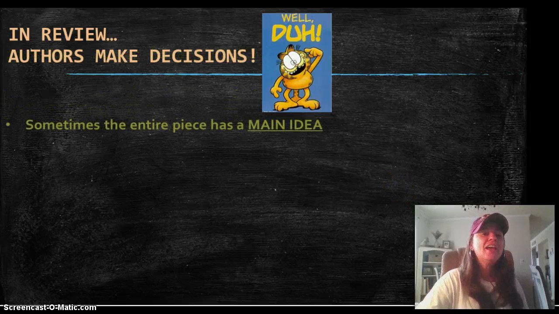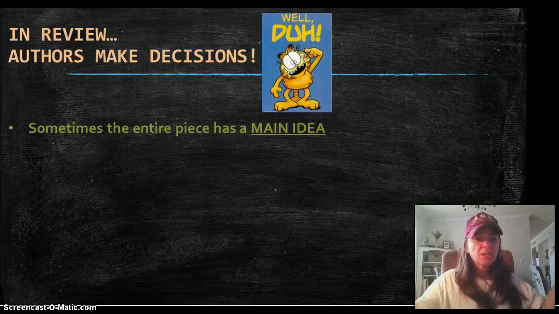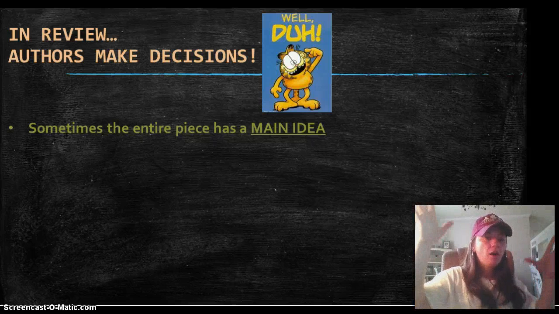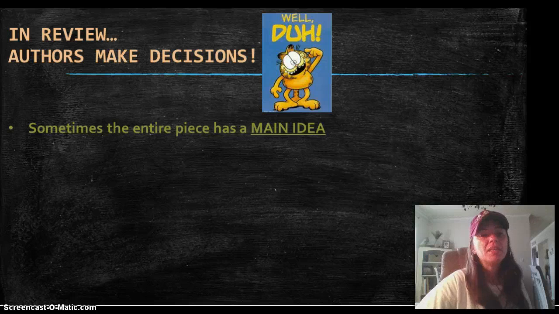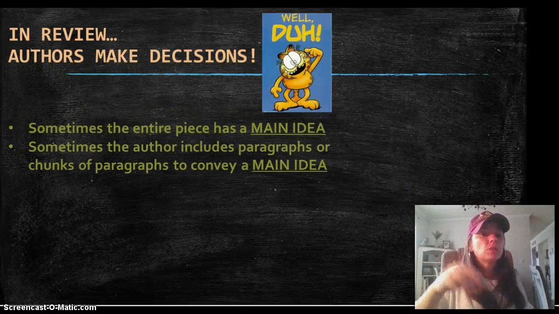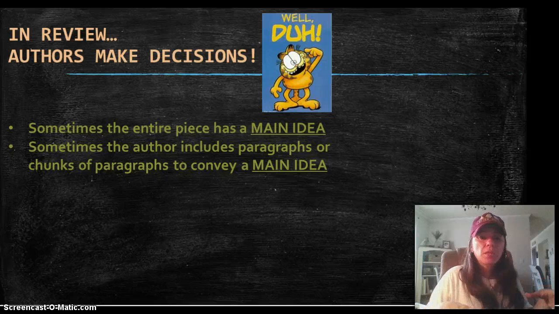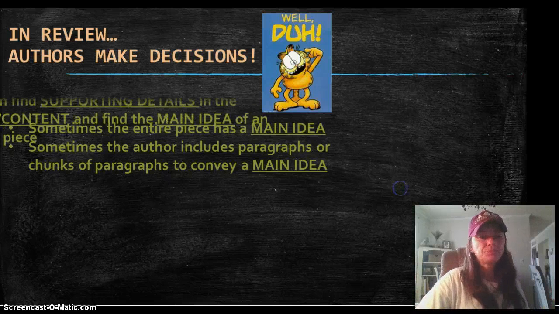What decisions are they? Sometimes the entire piece has a main idea. Actually, it always does. The entire piece has a main idea, and you may be asked what that main idea is. So you look in all the paragraphs to find the big main idea, and you find things in common that lead you to a main idea. But sometimes the author includes paragraphs or chunks of paragraphs to convey another main idea, like a smaller one, inside of the story. So he may include a paragraph to describe the setting because he needs you to understand that the setting is beautiful. That's the main idea.